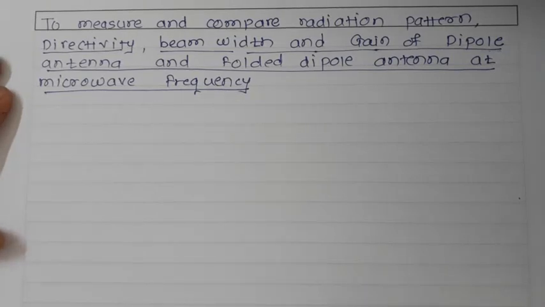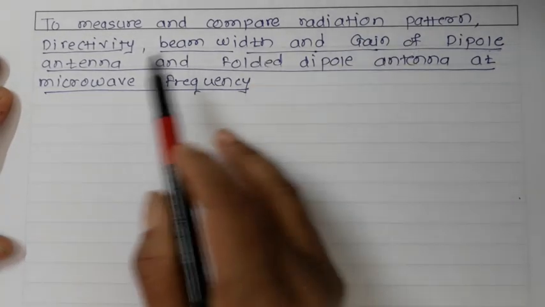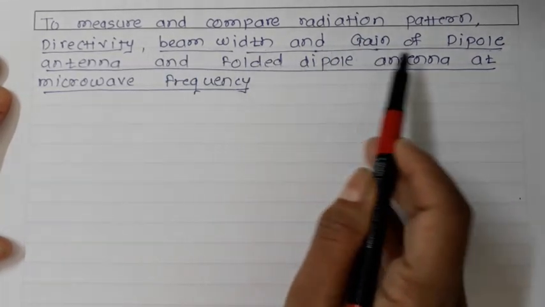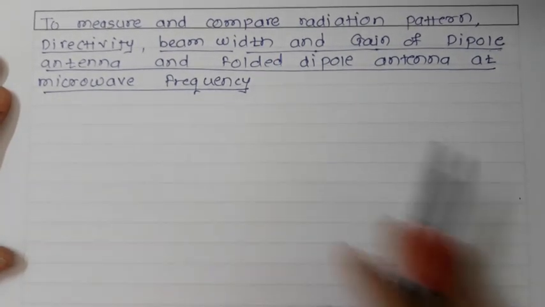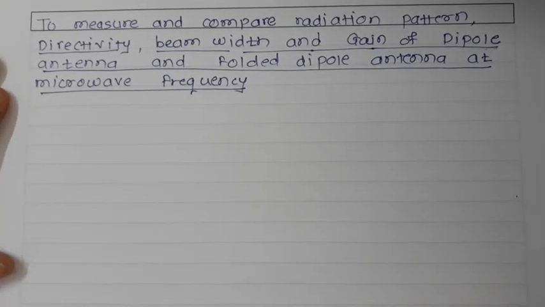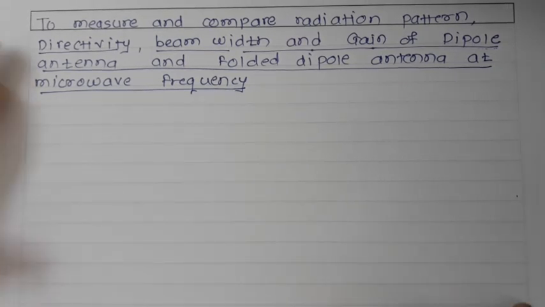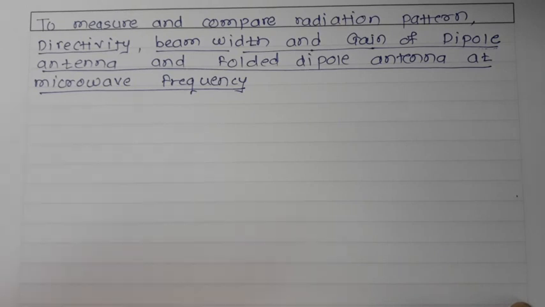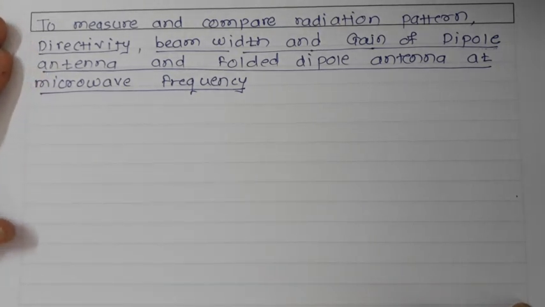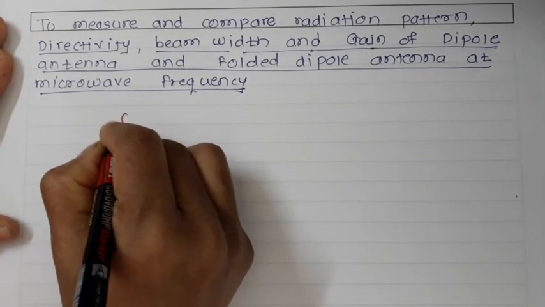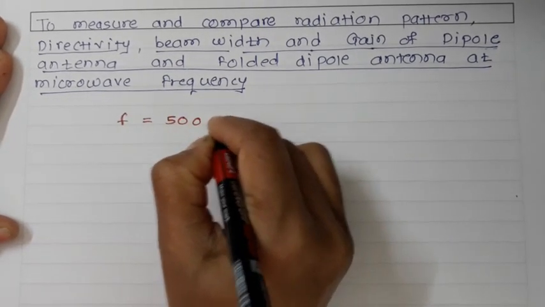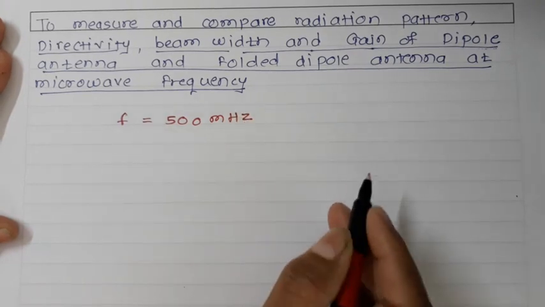Hello all, in today's practical we are going to perform the experiment to measure and compare the radiation pattern, directivity, beam width and gain of the dipole antenna and the folded dipole antenna at the microwave frequencies. Now though we are saying that our microwave band is from 1 GHz to 1000 GHz, UHF band is also considered in the lower microwave range, and that's why we are going to design an antenna for 500 megahertz. So let us say our frequency is 500 megahertz and we will design an antenna for this particular frequency.